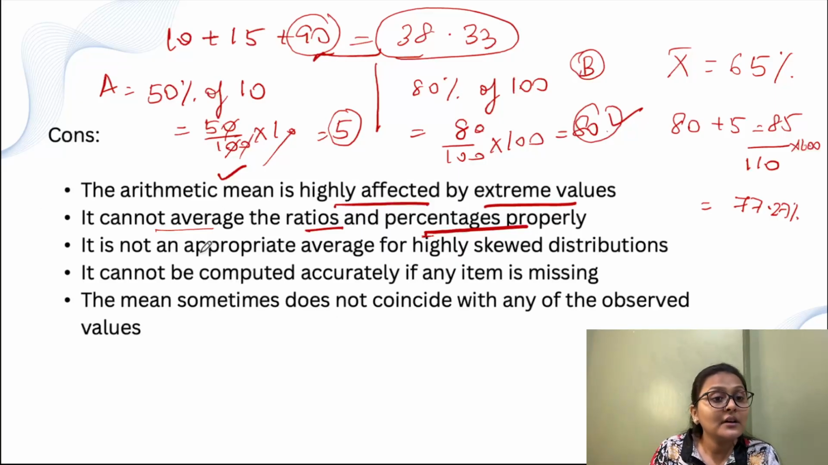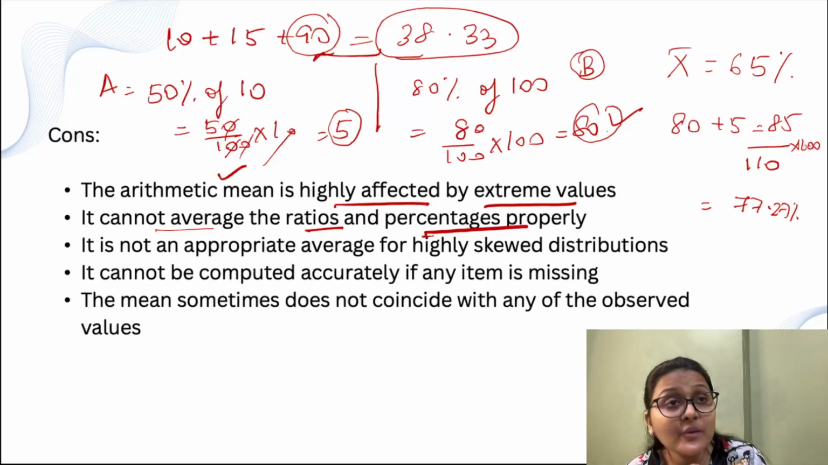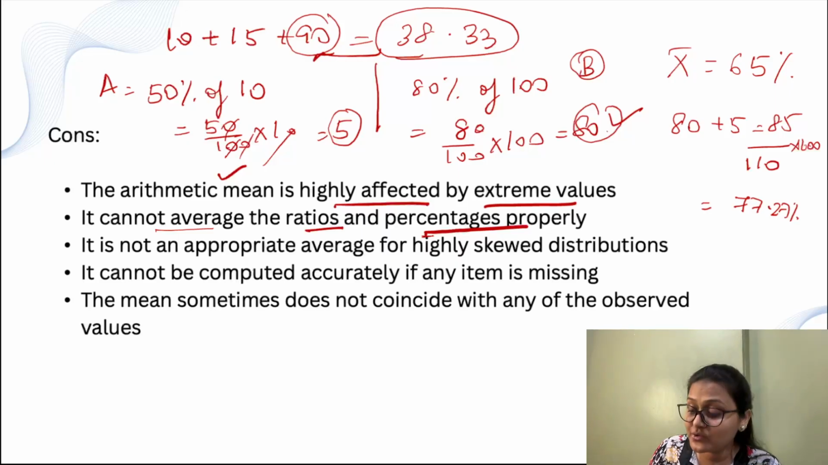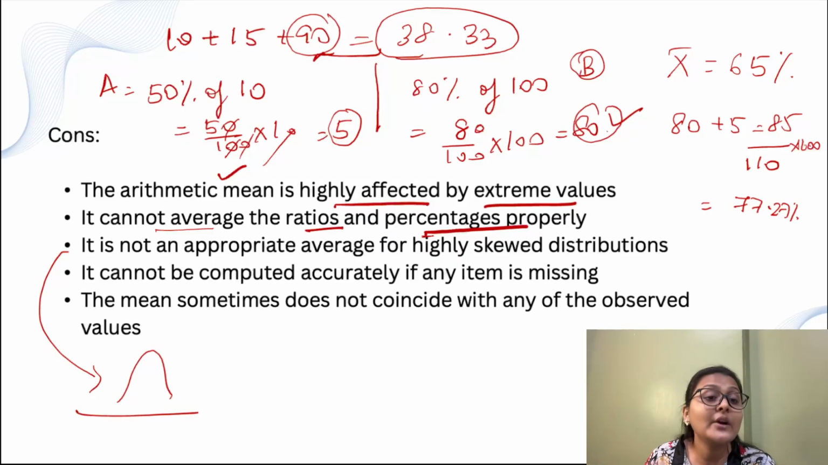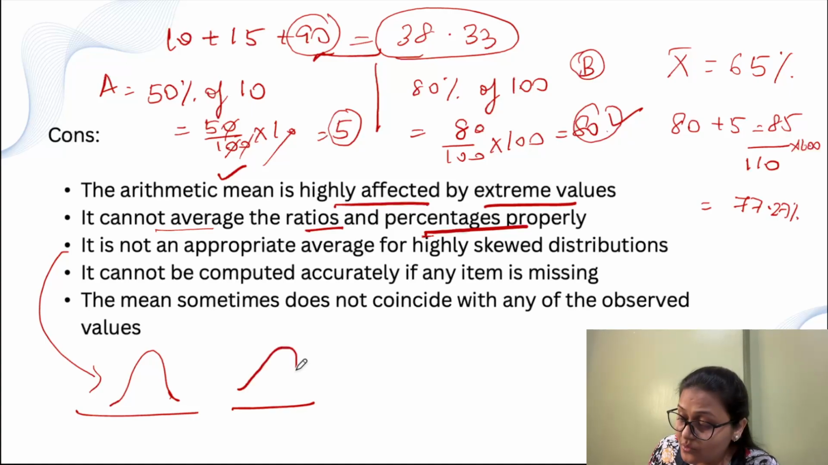Now the third con over here is, it is not an appropriate average for highly skewed sort of distribution. Now, what is a skewed distribution? A skewed distribution means that the data is not sort of balanced. Right? It is not balanced. The right tail and the left tail are not balanced. Either it is going to be positively skewed or it is going to be negatively skewed.